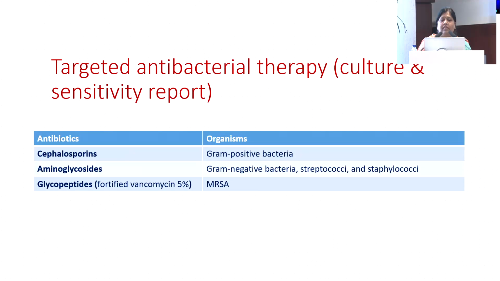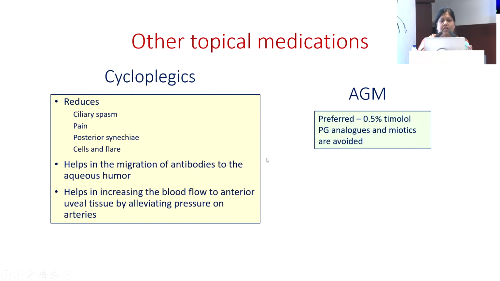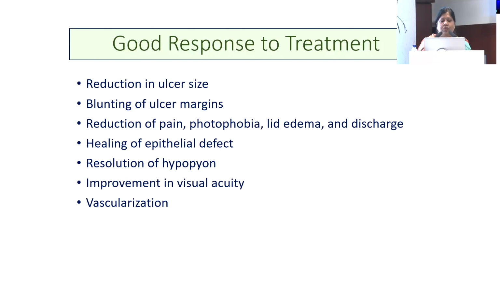Then comes targeted antibacterial therapy. The culture and sensitivity report comes in after 48 to 72 hours, and we then change the treatment as per the report. Other topical medications I just told you are given as per requirement. If there's a good response to treatment, you will see a reduction in the pain. The patient will report reduction in pain, reduction in ulcer size, blunting of ulcer margins, healing of the epithelial defect, the hypopyon will resolve, visual acuity will improve, and there will be some vascularization.